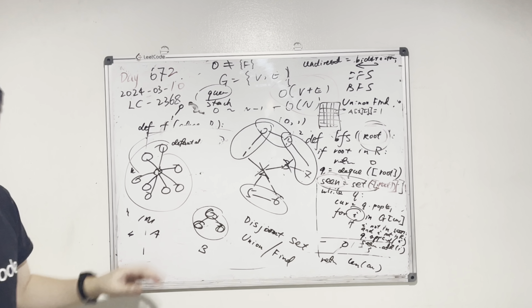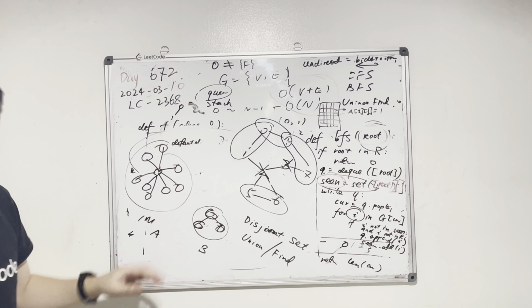At the end, we just return disjoint set dot count of 0, right? This function basically goes through the nodes and finds out which nodes have the same group as node 0, and that's it. The time complexity: we're going through the edges, so this is O(E), and then we merge, which is amortized constant, and then we count it.